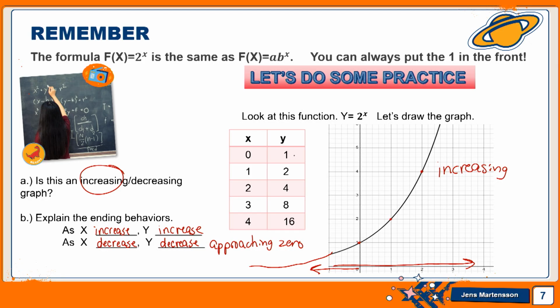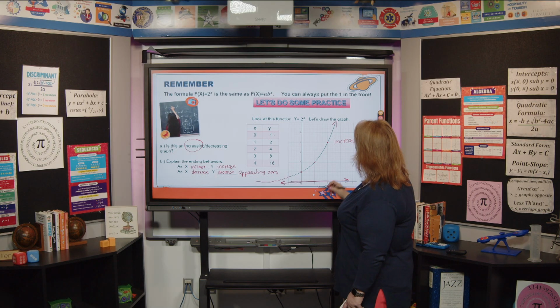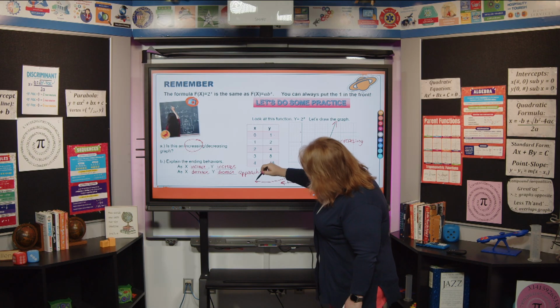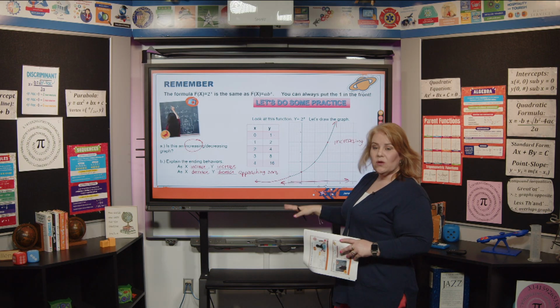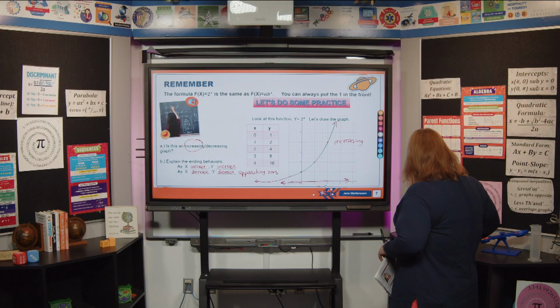So this is what we could say about the ending behaviors. The ending up here keeps increasing. The ending down here keeps decreasing as it approaches my 0. So good job. So let's look now.